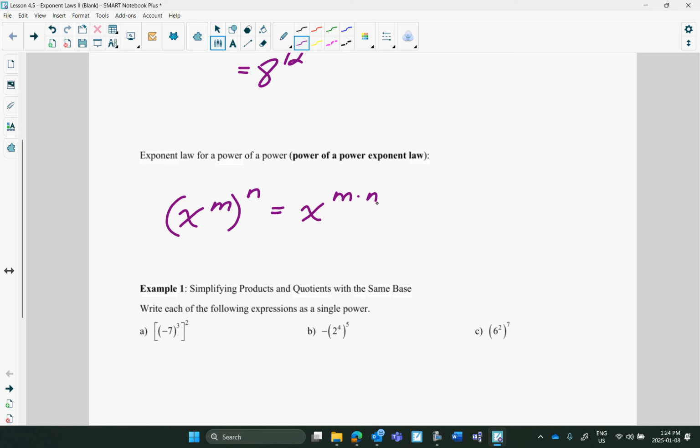Those are the 3 exponent laws we're going to focus on. When you multiply powers, you add the exponents. When you divide powers, you subtract the exponents. When you go power to power, you multiply. So a little bit of practice.